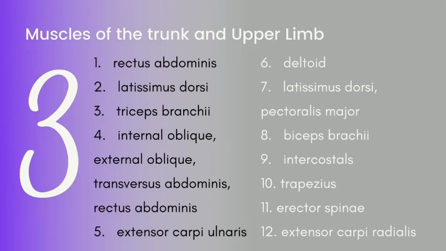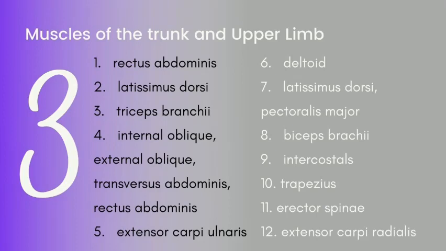Number 4, helps to form the abdominal girdle. There are 4 pairs of muscles that can be found in the abdomen: the internal oblique, external oblique, transversus abdominis, and rectus abdominis. Number 5, extends and adducts the wrist. That is extensor carpi ulnaris. Number 6, allows you to raise your arm laterally. The answer is deltoid. Its origin is in the scapular spine and clavicle. It also adducts the humerus.